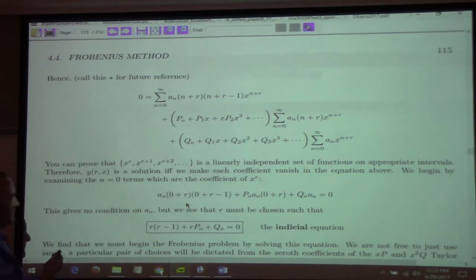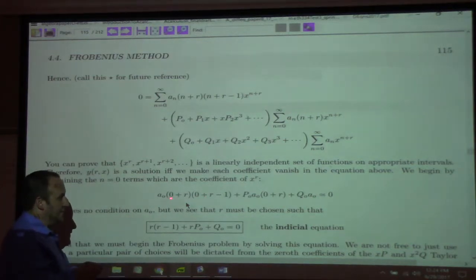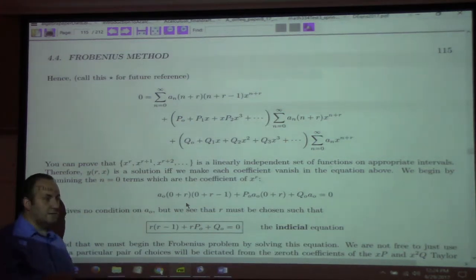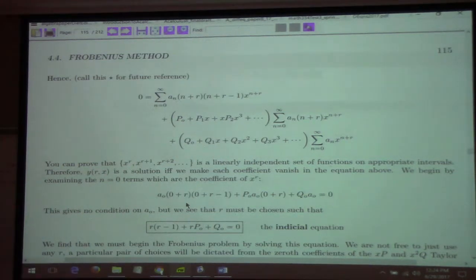We shouldn't assume that a sub naught is necessarily 0. I suppose it could be 0, that would lead to a different path. But suppose it's non-zero, then that forces r times r minus 1 plus p naught r plus q naught to be 0. This is what's known as the indicial equation. The solutions of which are called indices, that's exactly what we were doing at the start of class. The characteristic equation for the Cauchy-Euler problem is its indicial equation.